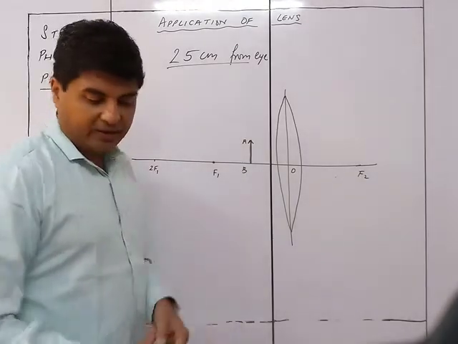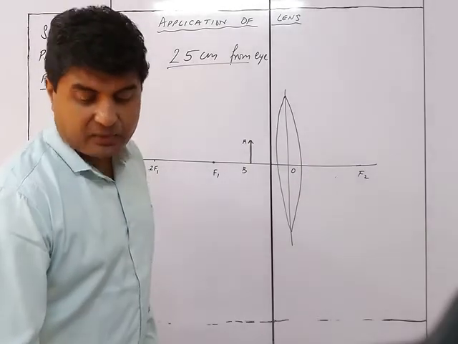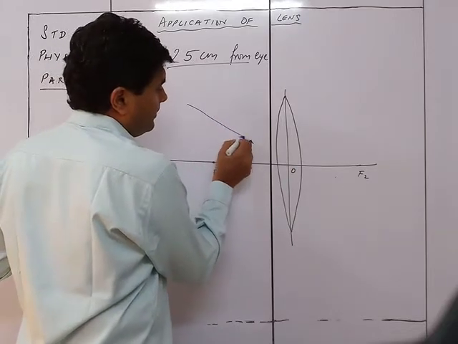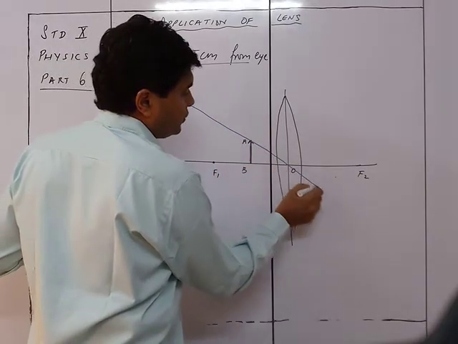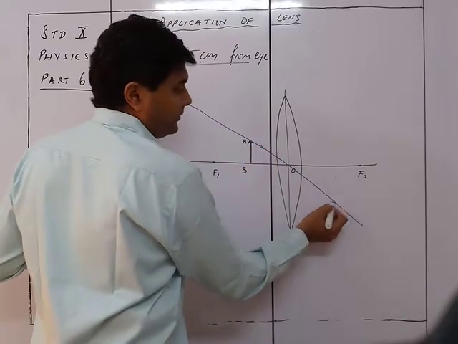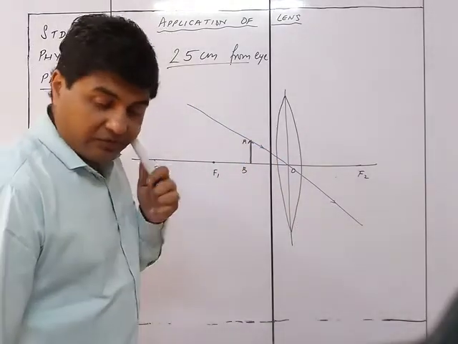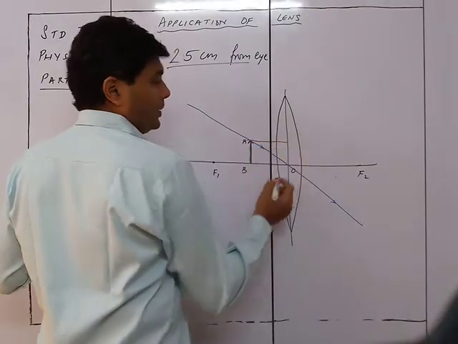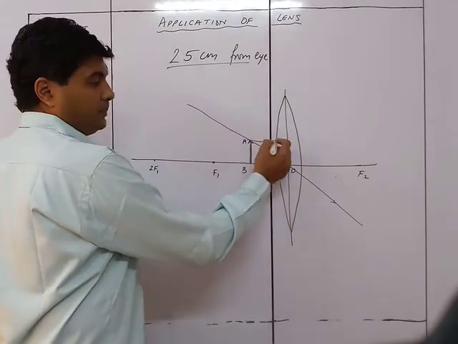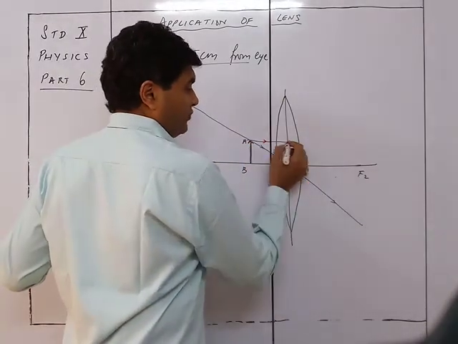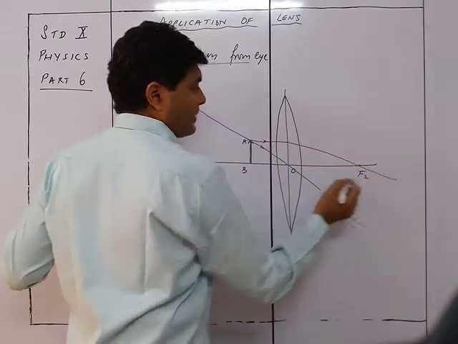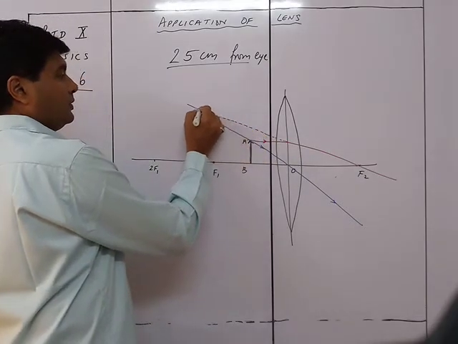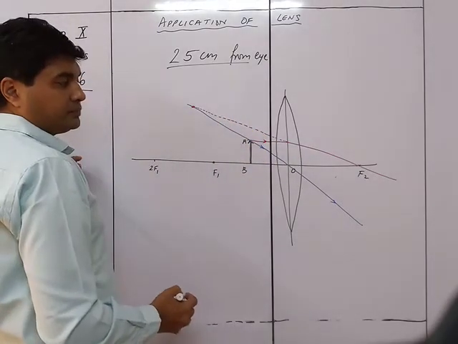So as usual, we are going to take two rays. One ray passing through O like this, undeviated, and another ray which will be parallel to the principal axis, which on passing the lens, will pass through f2 in this manner. So accordingly, when you are taking it backwards, it will intersect at a point here.